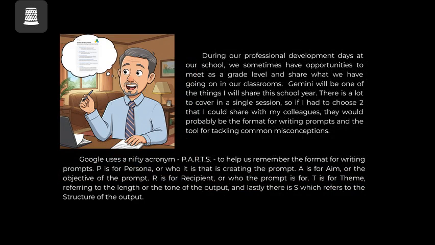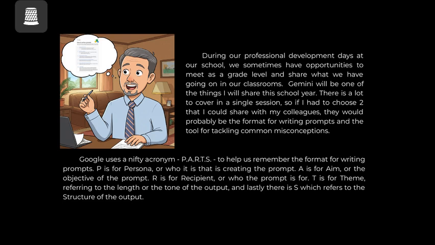During our professional development days at our school, we sometimes have opportunities to meet as a grade level and share what we have going on in our classrooms. Gemini will be one of the things I share this school year. There's a lot to cover in a single session, so if I had to choose two that I could share with my colleagues, they would probably be the format for writing prompts and the tool for tackling common misconceptions.